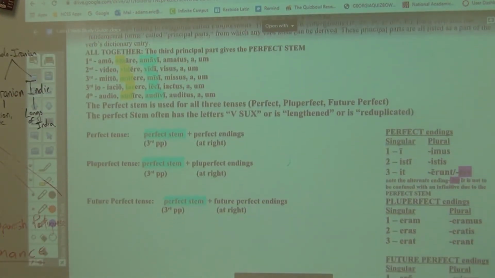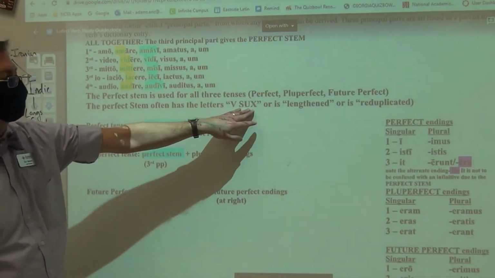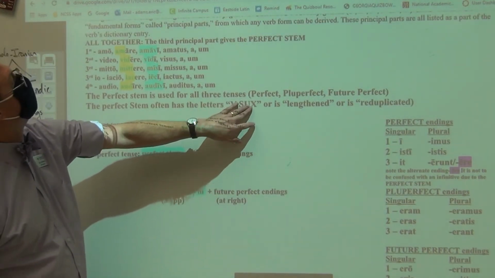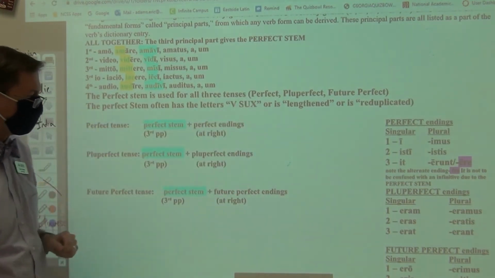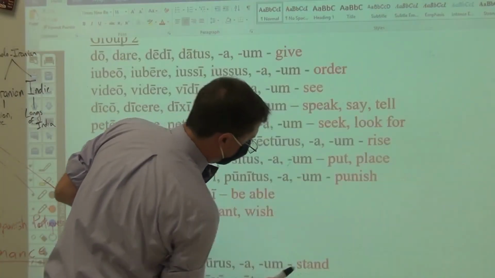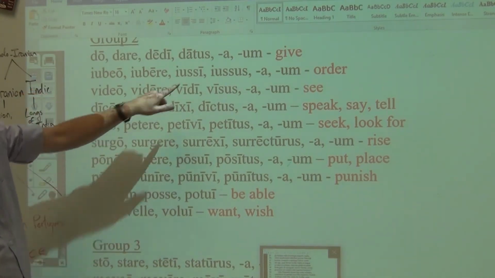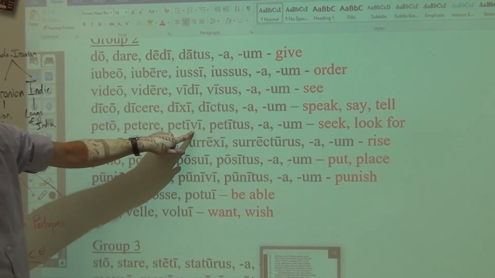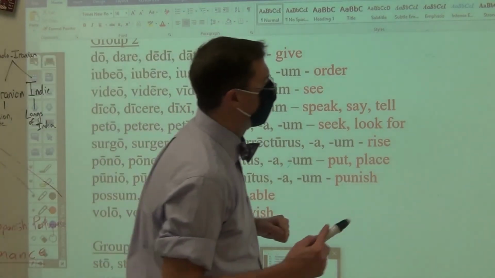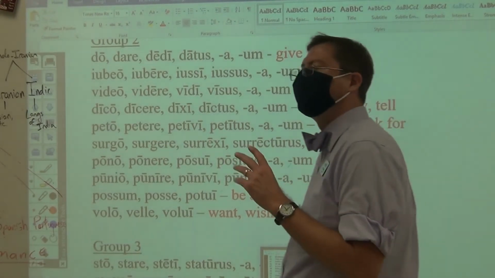Now, a word about the perfect stem. Very often the perfect stem is recognized because you'll see the letters V, S, U, X. Not always, but very often you'll see a V, or an S, or a U, or an X. And when you see those, then you know that you're dealing with the perfect stem. Now, hopefully I have it already there. Very good. So here you can see it in the perfect third principal part. See the S, see the X, see the V, see the X, see the U, see the V, see the U, see the U.